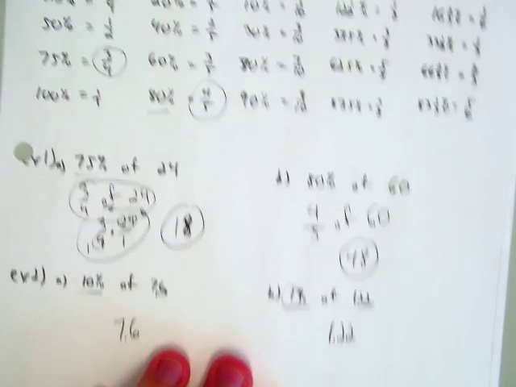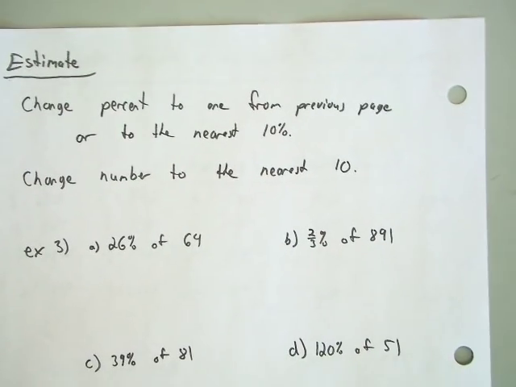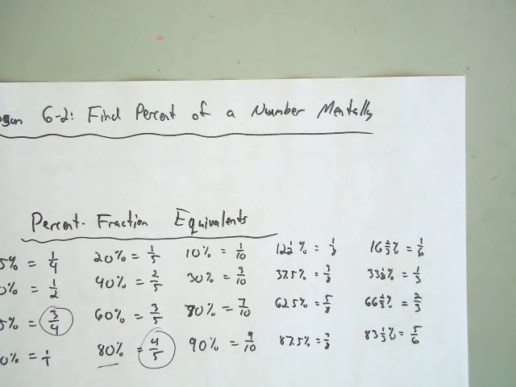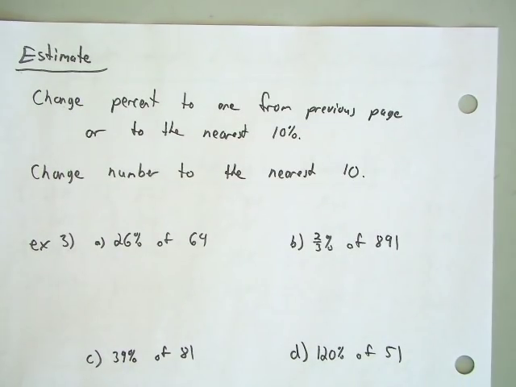All right, so let's look at now estimating. When we estimate, there's a couple different things that we can do. We can either change the percent to one of them on the previous page, which means one where we know what the equivalent fraction is. Or, probably one of the easier ways to do it is to round the percent to the nearest tenth, or 10%. So for example, if I had 13%, I would round that to 10%. Or, there's something else I can do. I can change the number to the nearest 10 as well. That is also very, very helpful and straightforward, especially when it comes to some of the numbers like in example 3, letter C, 81. I can change that to 80.